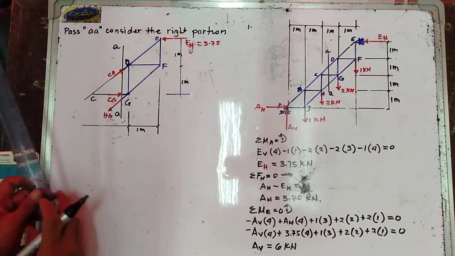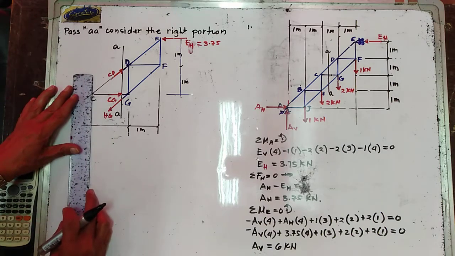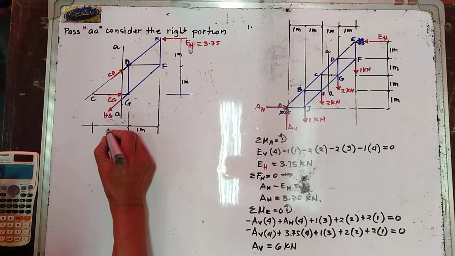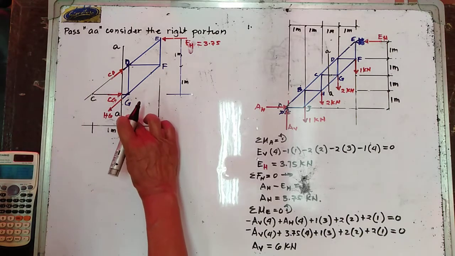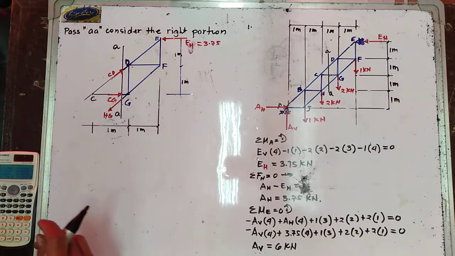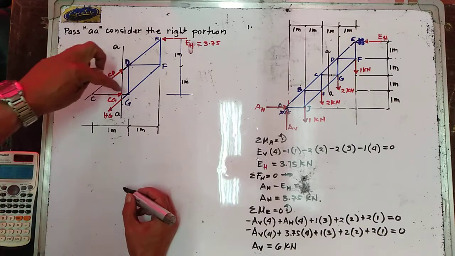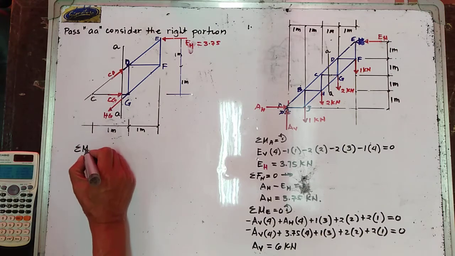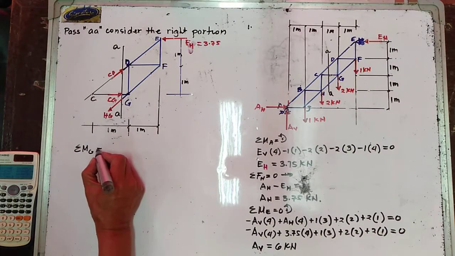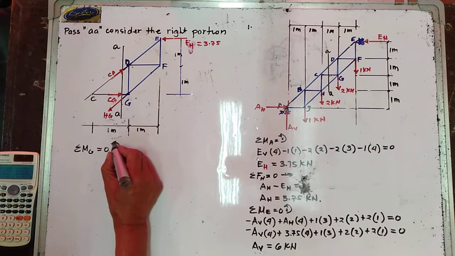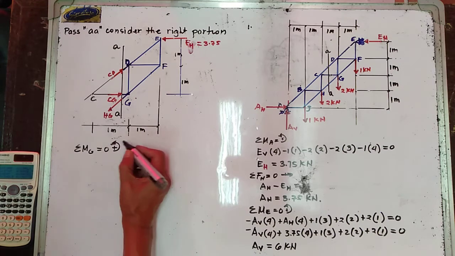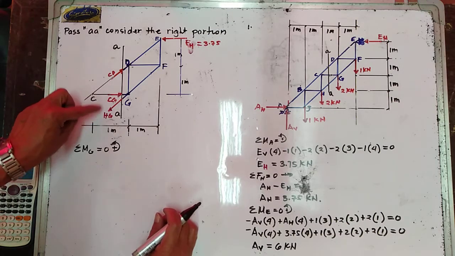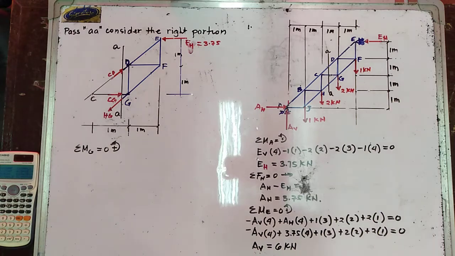Now such that this distance up to point G is still equal to 1 meter. Now, if you try to take summation of moment about point G is equal to 0, let us try to take counterclockwise moment positive. So your CG and your HG have no moment about point G.